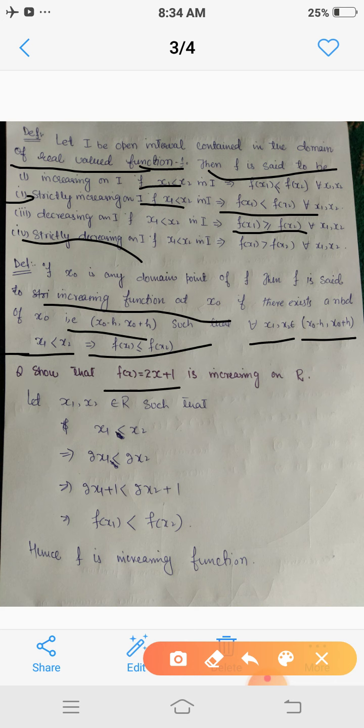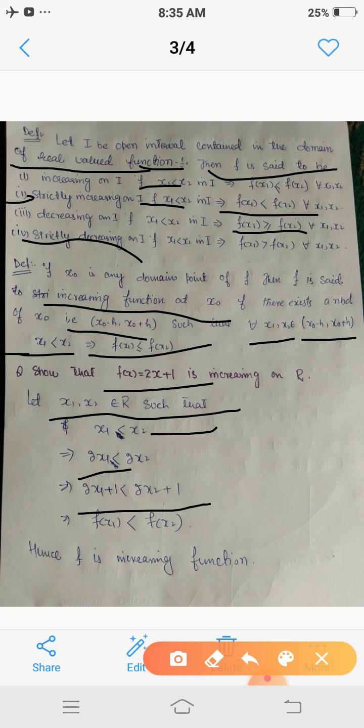Like if we consider an example, f of x equals 2x plus 1, we have to check whether it is strictly increasing or decreasing. Let x1, x2 be any two points with x1 less than x2. Now, in the given function we have 2 multiplied with x, and another term 1 which is additive. So we multiply the inequality on both sides: 2x1 is less than 2x2, because x1 less than x2 implies 2x1 is less than 2x2.